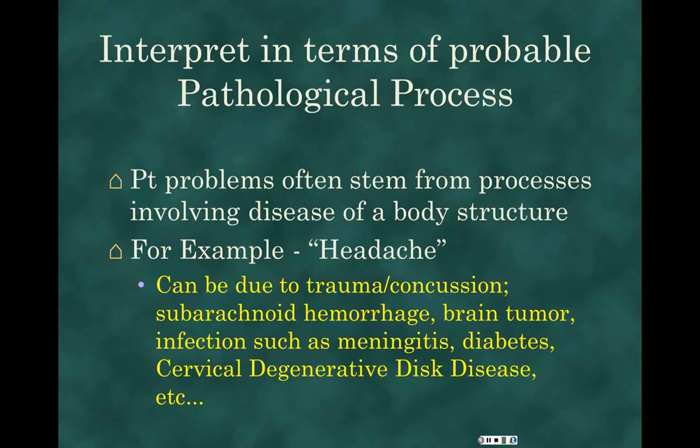Patients' problems often stem from processes involving diseases of a certain body structure. For example, a headache. It can be due to trauma, concussions. It can be due to subarachnoid hemorrhage. It can be due to brain tumor. It can be due to infections such as meningitis. It can be due to metabolic conditions such as diabetes, or it can be due to cervical degenerative disc disease. So basically what we're talking about here is trying to interpret things in terms of what process is going on and what is the underlying pathology.